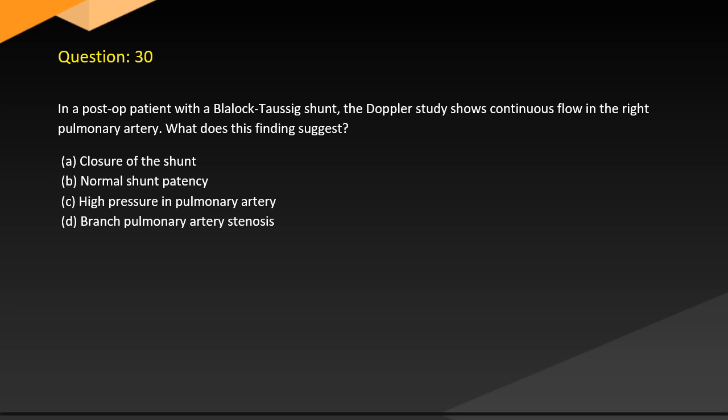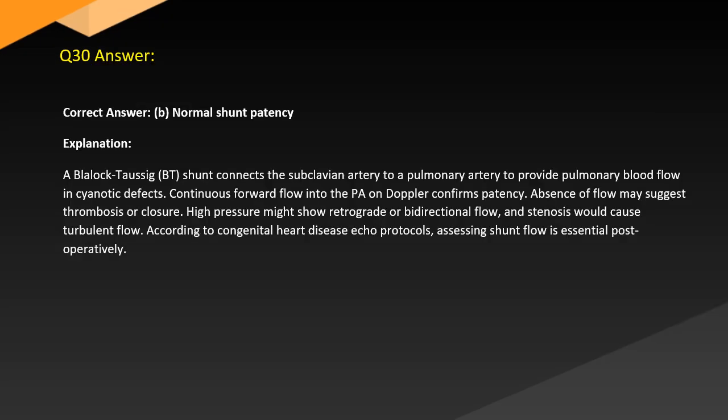Question 30. In a post-op patient with a Blalock-Taussig shunt, the Doppler study shows continuous flow in the right pulmonary artery. What does this finding suggest? A. Closure of the shunt. B. Normal shunt patency. C. High pressure in the pulmonary artery. D. Branch pulmonary artery stenosis. Answer. Correct answer B. Normal shunt patency.